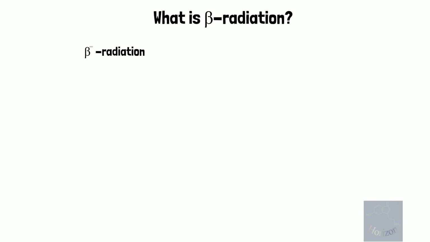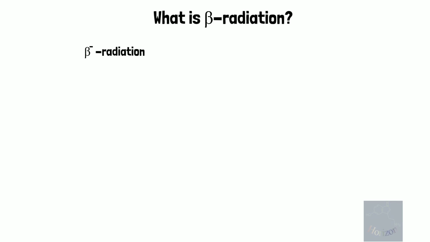Hi everybody! Today we will talk about beta radiation, an additional form of radioactivity. So, what exactly is that? First of all, there are two forms of beta radiation. Let's start with beta minus radiation. During beta minus decay, an electron is emitted from the nucleus.